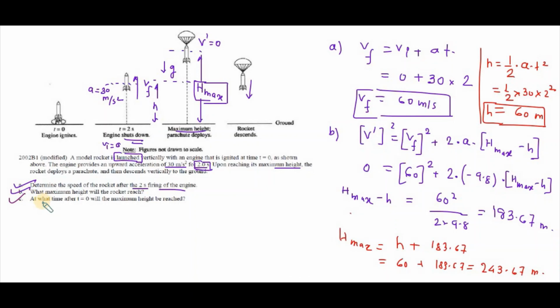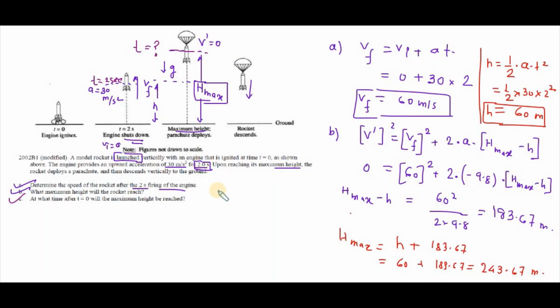In the third part, C, at what time after t equal to 0 will the maximum height be reached? So here we are having t equal to 2 seconds. We have to find out when it has reached the maximum height, what is the time? So in that case, what we can do, we can compute how much time is taken to reach from this t equal to 2 seconds, from this small height h, to the maximum height.